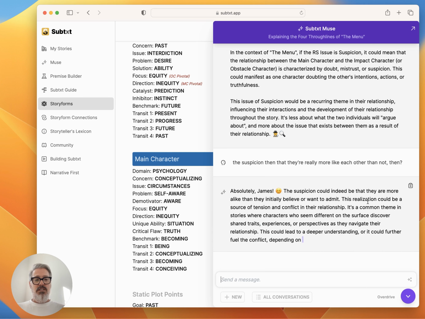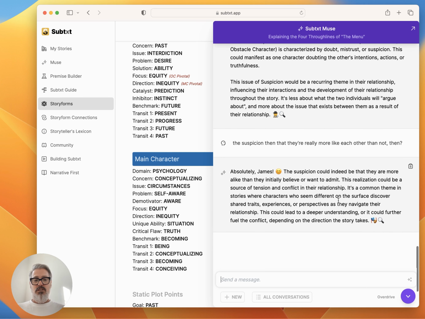Absolutely, the suspicion could indeed be that they are more alike than they initially believe or want to admit. This realization could be a source of tension and conflict, but it also brings them closer together. That's the great thing about the relationship story through line. Not only conflict, but also helps that relationship grow. It's a common theme in stories where characters who seem different on the surface discover shared traits. This could lead to a deeper understanding or it could further fuel the conflict.